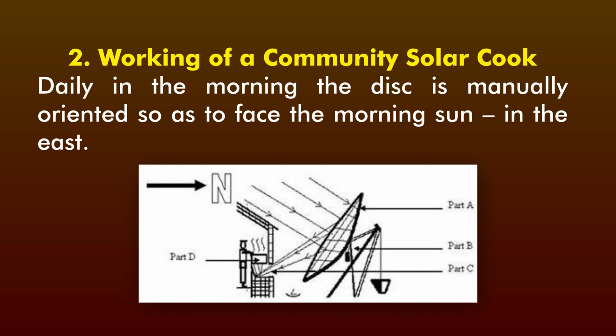Now we will discuss the working of the community solar cooker. Daily in the morning, the disk is manually oriented so as to face the morning sun in the east. The daily orientation action winds the clock mechanism to work throughout the day, and the disk starts rotating in the direction of the sun guided by the sundial.